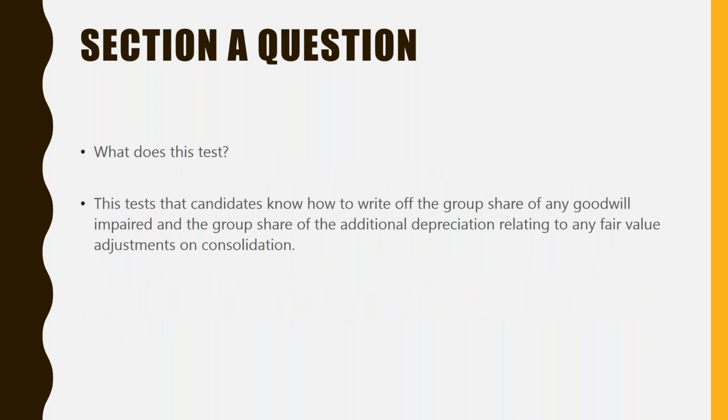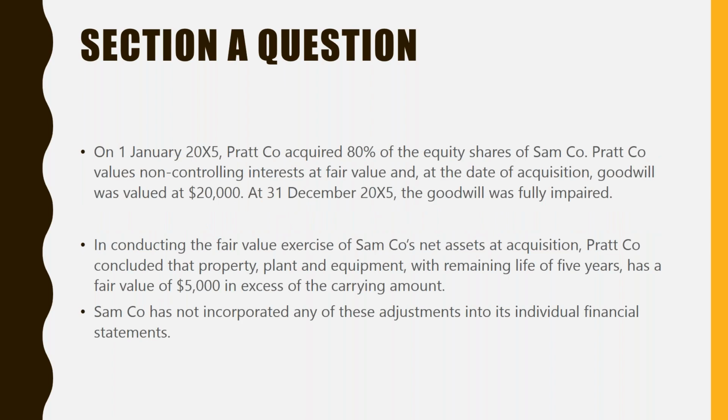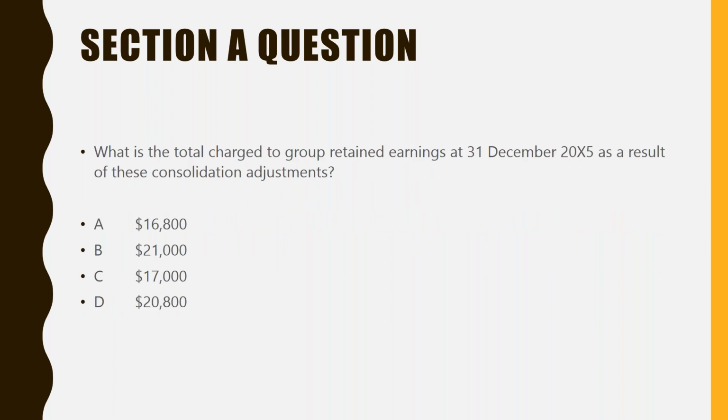So what does this test? Specifically, this tests how to write off the group share of any goodwill impaired, and the group share of the additional depreciation relating to any fair value adjustments. So they've asked you about the group share. And remember, we own what percentage of this company? As you can see here, we own 80% of the company.